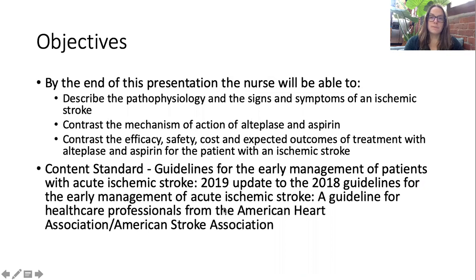Objectives. By the end of this presentation, the nurse will be able to describe the pathophysiology and signs and symptoms of an ischemic stroke. They will be able to contrast the mechanism of action of alteplase and aspirin, as well as contrast the efficacy, safety, cost, and expected outcomes of treatment with alteplase and aspirin for the patient with ischemic stroke.